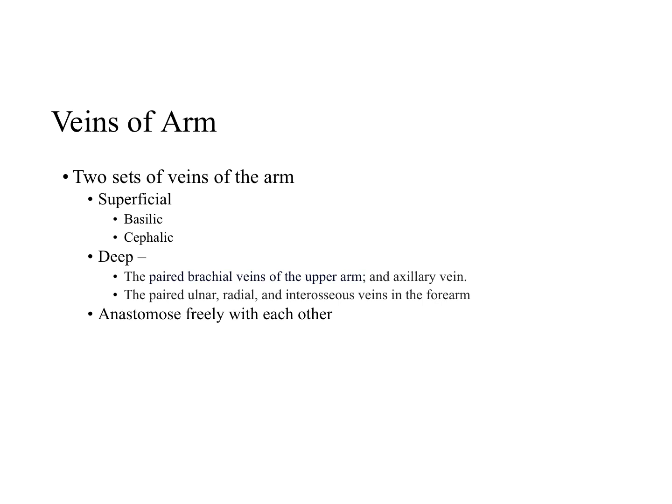There are two sets of veins in the arm. There's the superficial veins of the upper limb, and there's the deep veins of the upper limb. The superficial veins of the arm include the basilic and the cephalic veins. The deep veins of the arm include the paired brachial veins and the axillary vein, and in the forearm include the paired ulnar, radial, and interosseous veins. The superficial and the deep veins anastomose freely with each other.